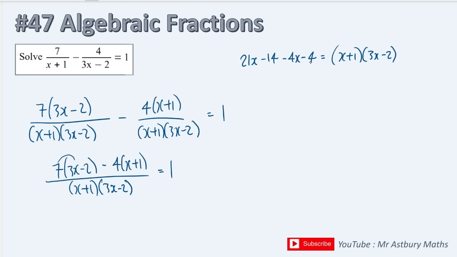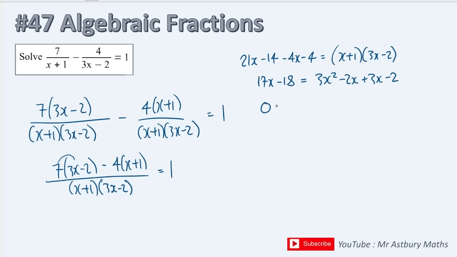Okay, let's simplify this left-hand side. 21x minus 4x is 17x. Minus 14 minus 4 is minus 18. Let's expand these brackets here. I'm going to get a 3x squared. I'm going to get a minus 2x. I'm going to get a plus 3x. And I'm going to get a minus 2.